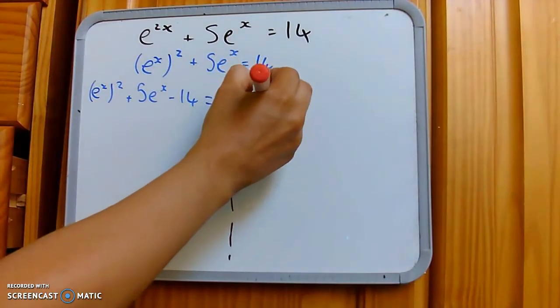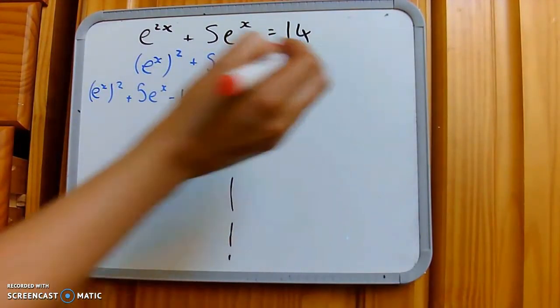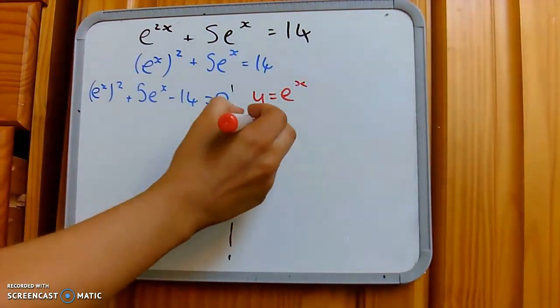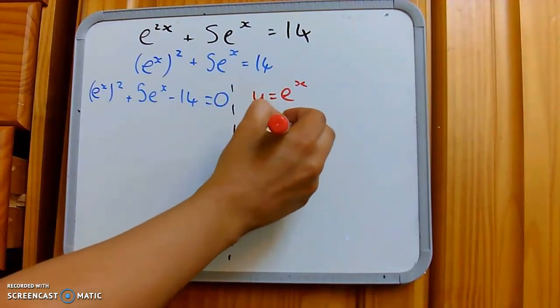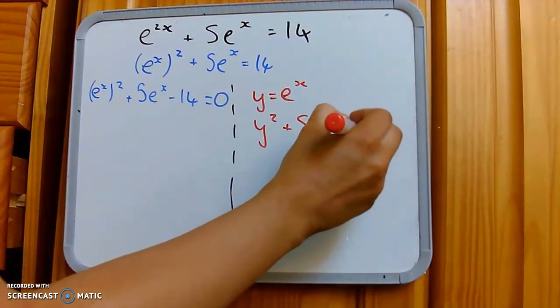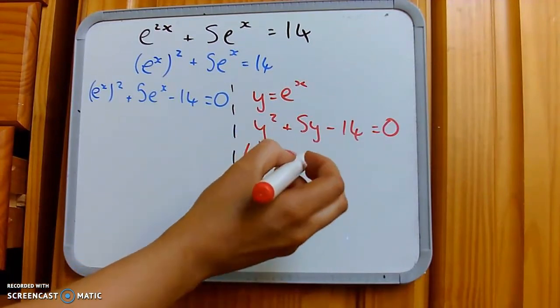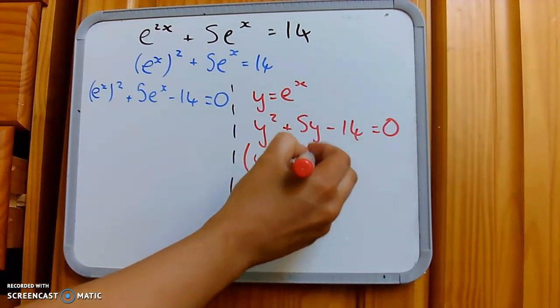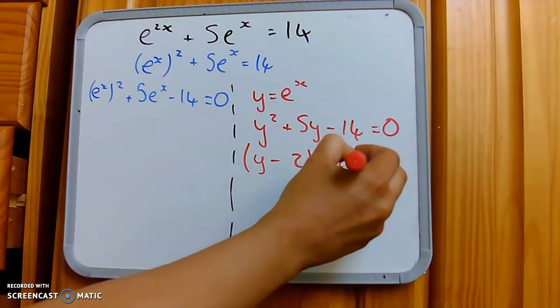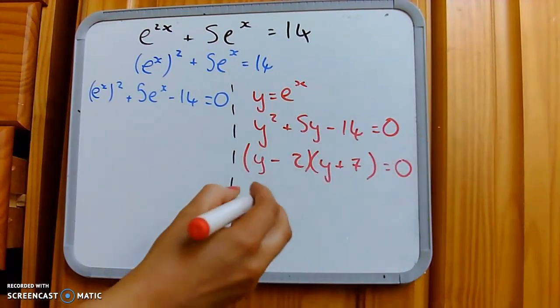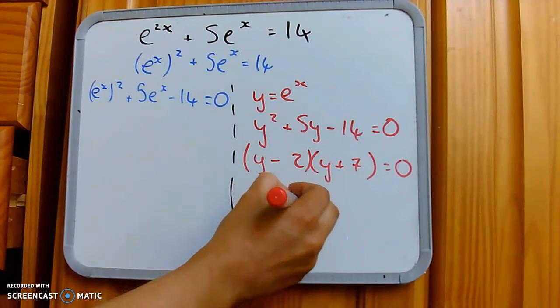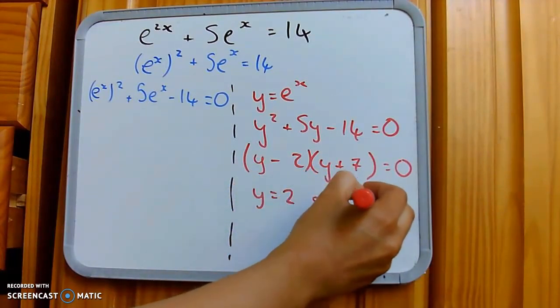So I can say let y equal e to the power of x. Okay, using this equation here, I can see that y squared plus 5y minus 14 is equal to 0, and this is something nice and easy for us to solve. So I've got y, will it be minus 2 and plus 7? Okay, and therefore y is equal to 2, or y is equal to minus 7.